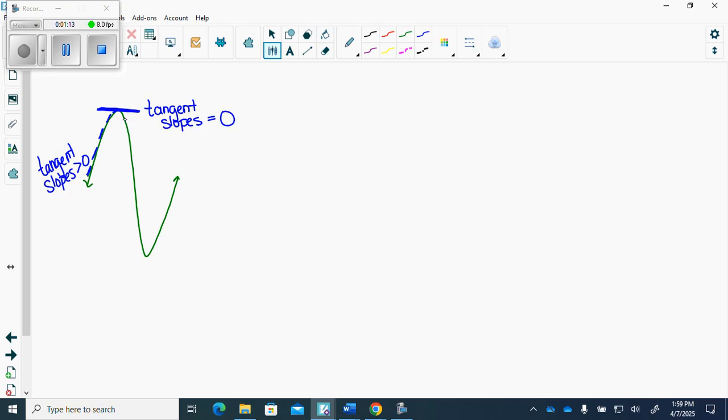0. Then what about tangent slopes as I'm decreasing? What are they? Negative, less than 0. So here, the tangent slopes are less than 0. What happens here at this minimum? You get a tangent slope of what? Equal to 0. And then what happens as I'm increasing again? What are my tangent slopes? Positive.